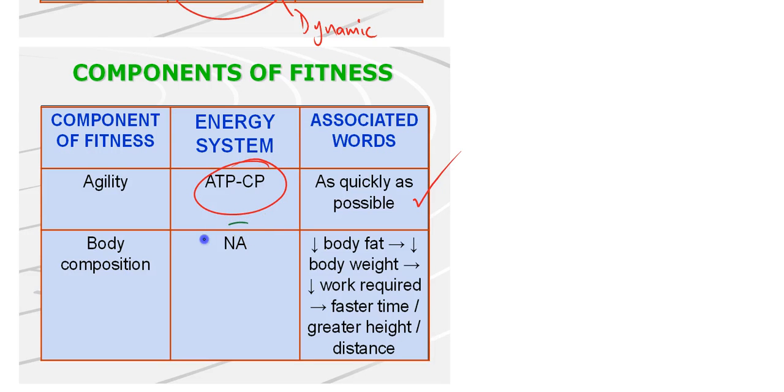And body composition doesn't have an associated energy system. And again, looking here, a decrease in body fat leads to a decrease in body weight, which leads to a decreased work required, which leads to a faster time, greater height, or distance.